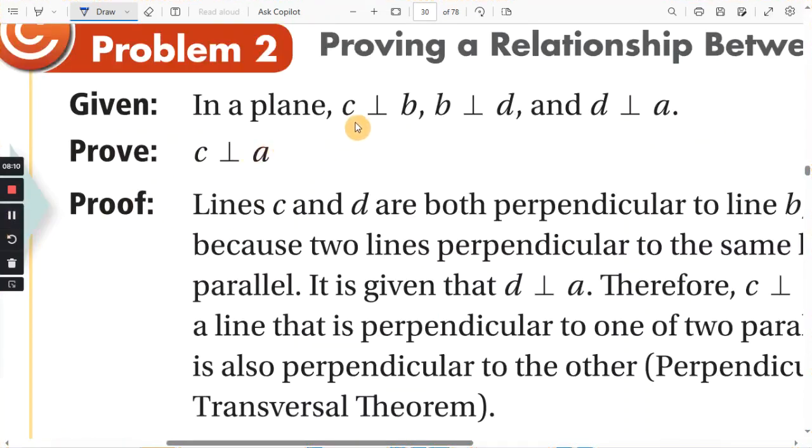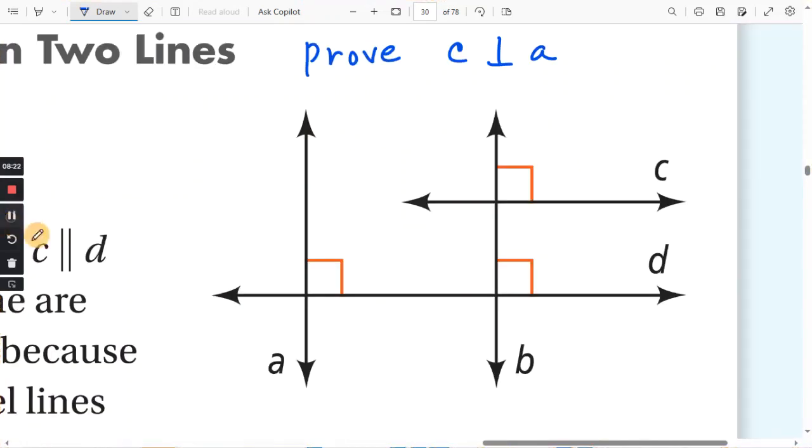All right, in a plane, C is perpendicular to B, B is perpendicular to D, and D is perpendicular to A. Prove that C is perpendicular to A. All right, so they gave us a diagram. Let's take a look. Here's a diagram. We want to prove that C is perpendicular to A. So let's see. We have C perpendicular to B, and we have D perpendicular to B. All right, so let's write that out. C is perpendicular to B, and also D is perpendicular to B.